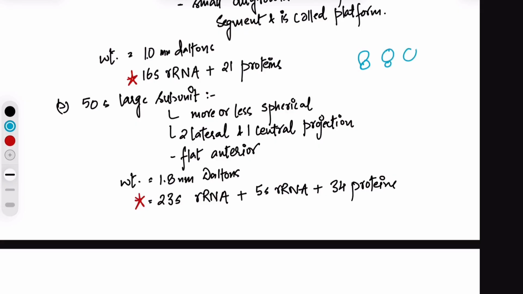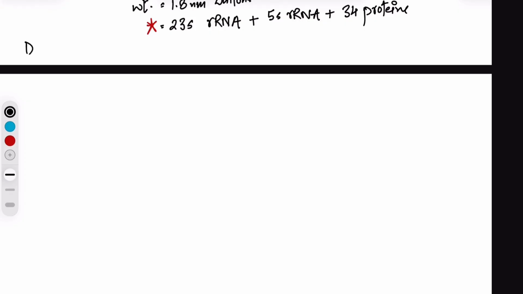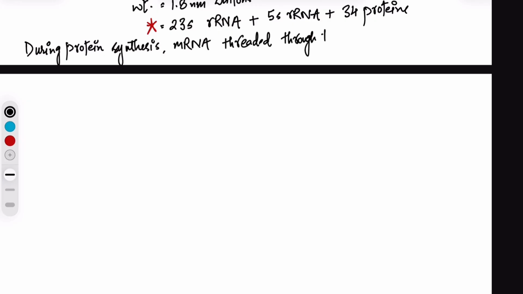What comprises the 30S and 50S subunits? On an mRNA strand, the smaller and larger subunits are arranged like this and they make a polysome. During protein synthesis, that is translation, the mRNA is threaded through the tunnel region. This means the mRNA strand is present all along the tunnel region.